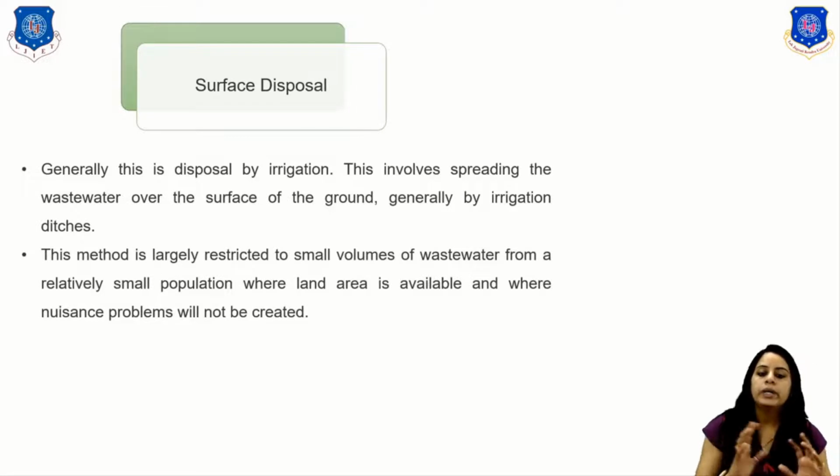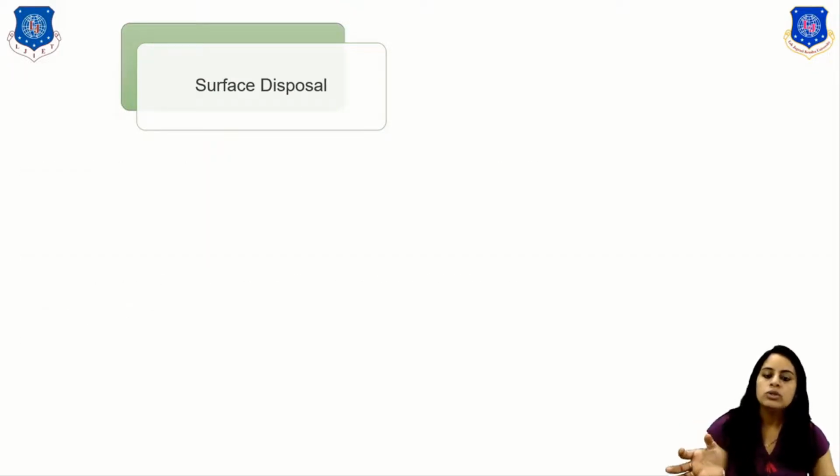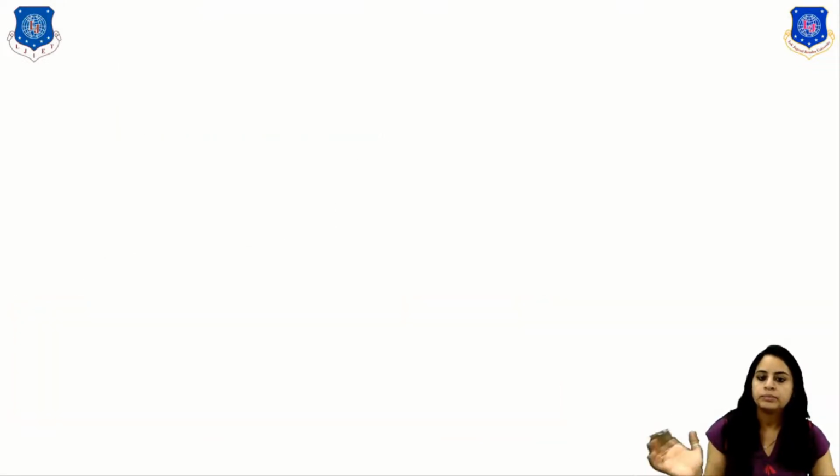This involves spreading the wastewater over the surface of the ground, generally by irrigation, right? And this method is largely restricted to a small volume of wastewater from a relatively small population, where land area is available and where a nuisance problem will not be created, right? It has its best use in arid or semi-arid regions where the moisture added to the soil is of special value, right? Okay, so you can see the picture of the surface disposal there, right?